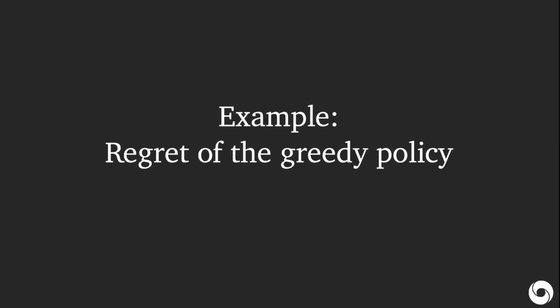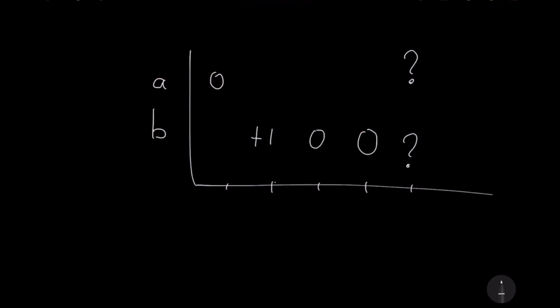Okay, now I'm going to go back to the blackboard again. And this is just to think about the regret of the greedy policy. So going back to the example we had before, we've taken action A once, we got a reward of 0. We've taken action B 3 times by now. We got a reward of 1 and then 0 and then 0 again.